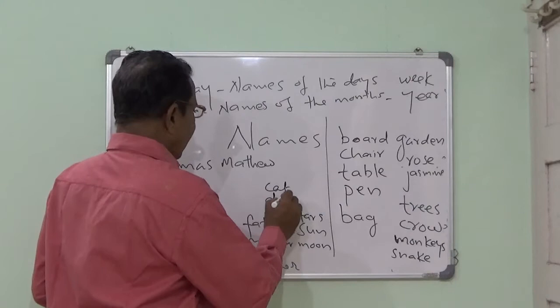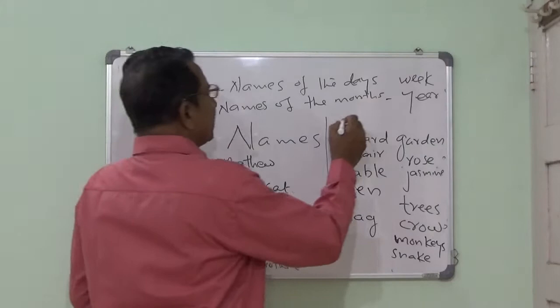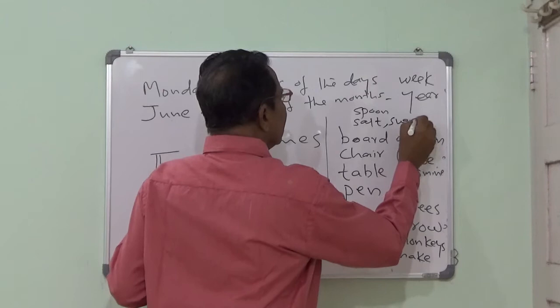So, you see names, and if you go to the kitchen, what do you find in the kitchen? You will find a spoon. Spoon you will find, isn't it? You will find the salt, sugar. Sugar, do you eat sugar? Yes. Do you steal sugar and eat? You like eating sugar? Yes.